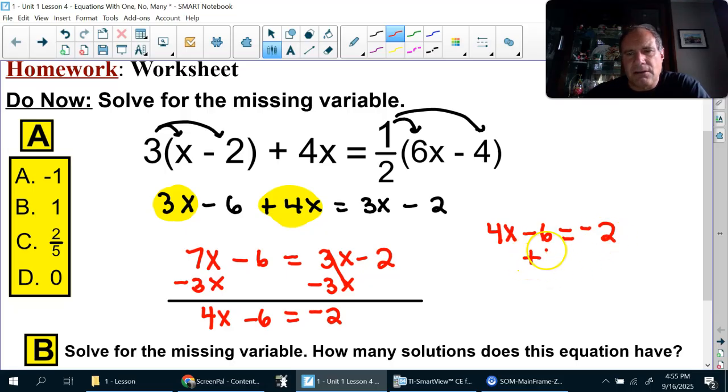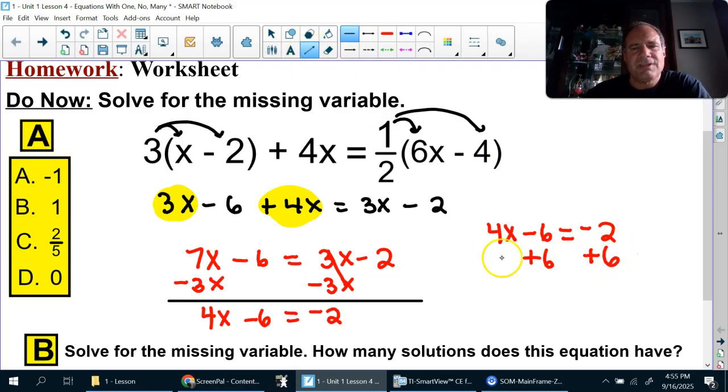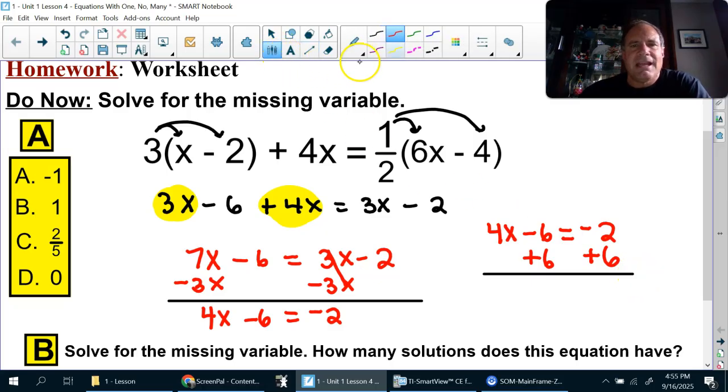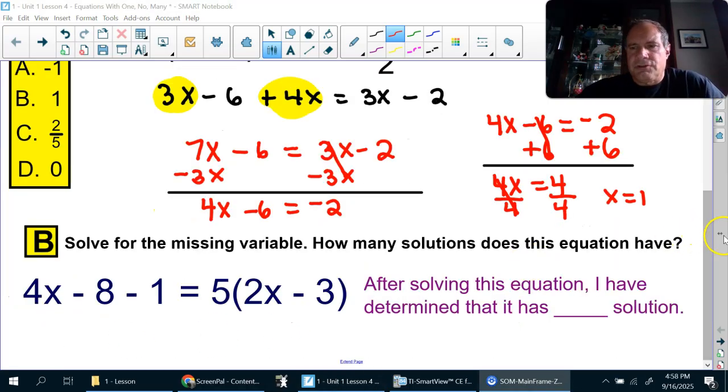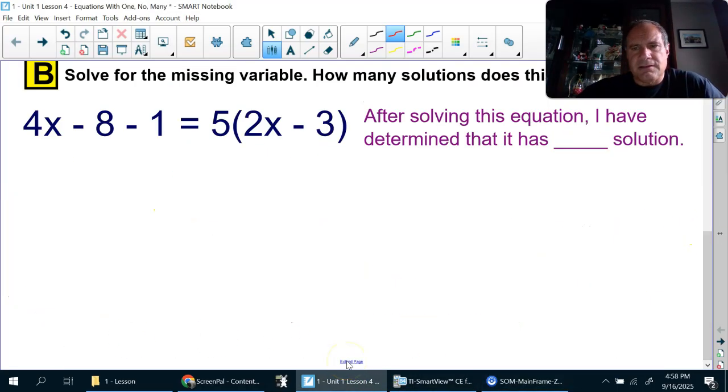When we try to get the x alone, we're using inverse operations to get the 6 over to the -2. And at this point, we have 4x equals 4. We divide by 4, and x equals 1. So that is x equals 1, and we're going to go and solve for this missing variable.